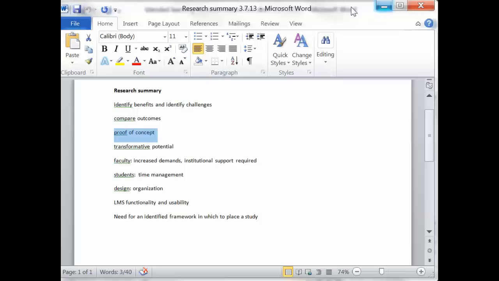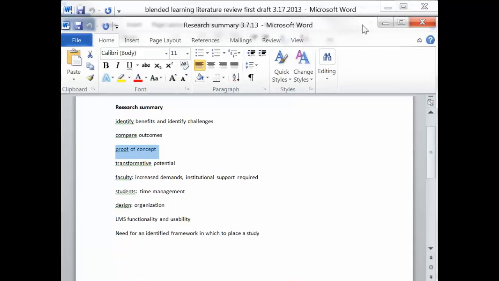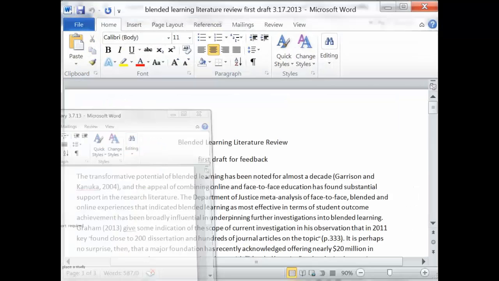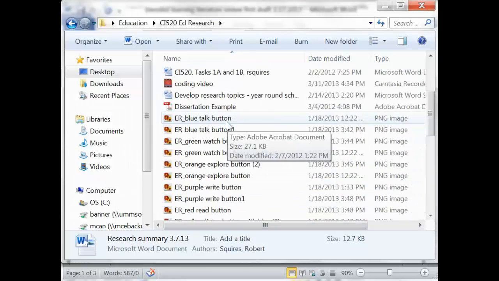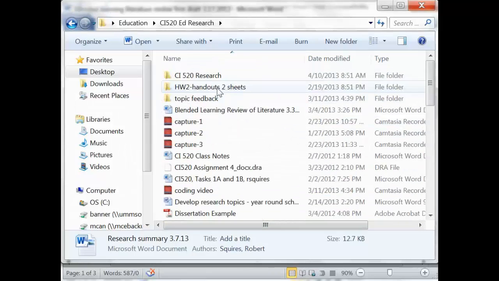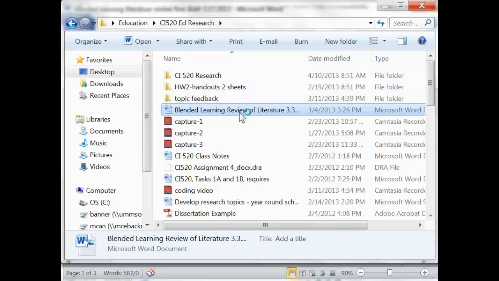And so this, as I said, this came from the initial blended review of research, this document here that I shared earlier. I think it'll open up. It's doing that on the other page. Very slowly.